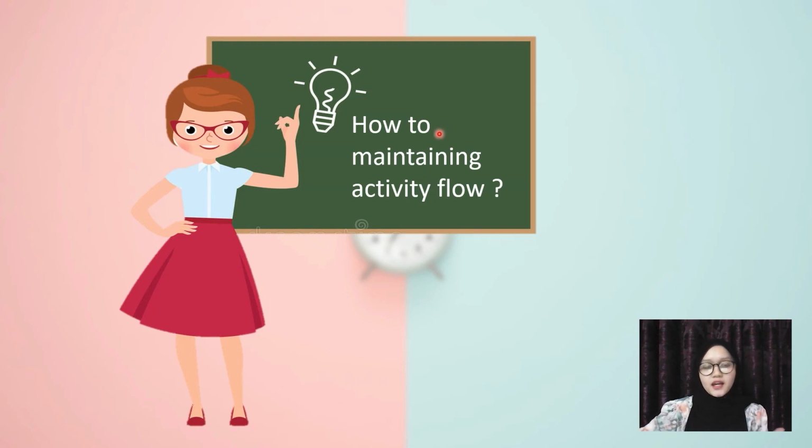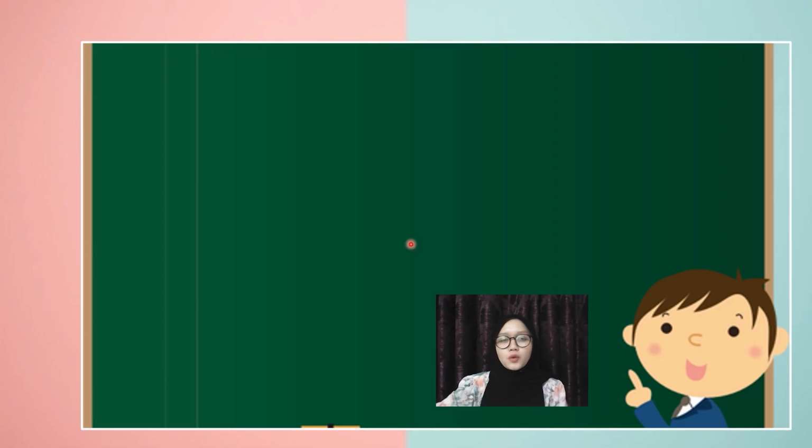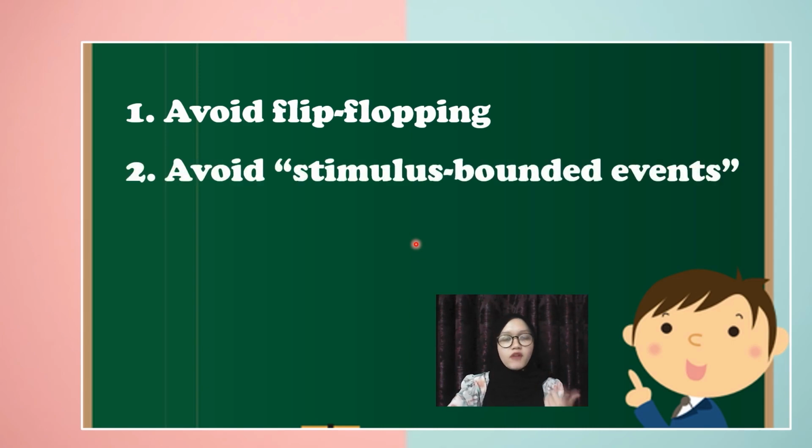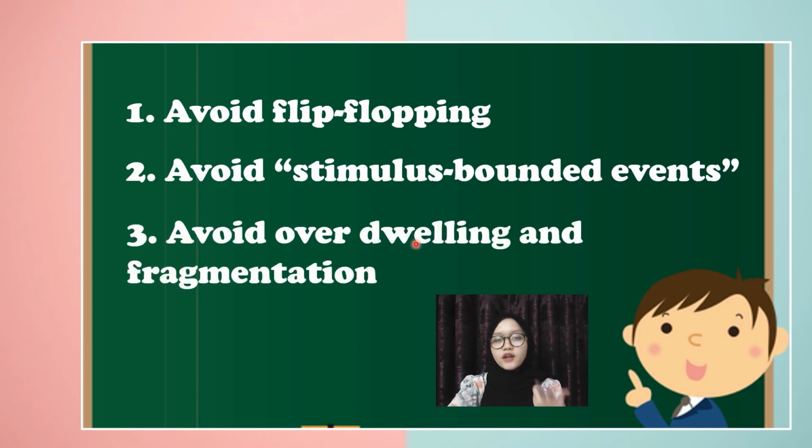How to maintain activity flow? I will give you some tips and you may apply them during practicum later. I hope it will be useful. First tip is avoid flip-flopping. Secondly, avoid stimulus-bounded events. And lastly, avoid overdwelling and fragmentation. And I will give examples of what flip-flopping is, what stimulus-bounded events are, and what overdwelling and fragmentation are.